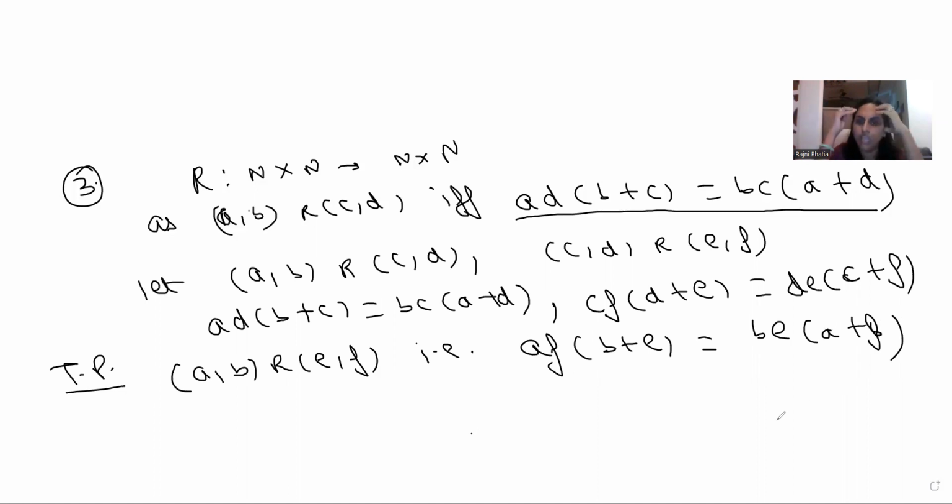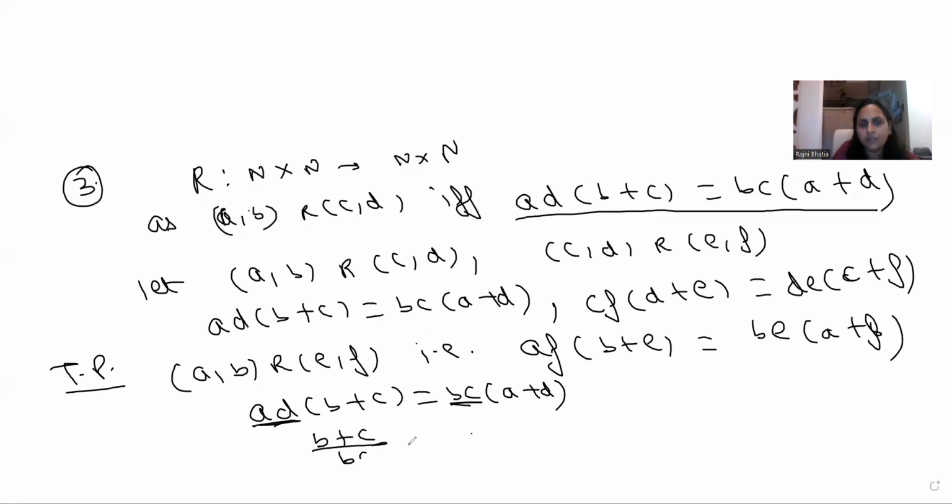Now, how can we prove that? If we add both the results, we are not going to get what we want. If we multiply both the results, we are not going to get what we want. So what we are going to do is take the first statement, which is AD into B plus C is equal to BC into A plus D. Cross multiply. Shift AD to right hand side and shift BC to left hand side. So B plus C by BC is equal to A plus D by AD.